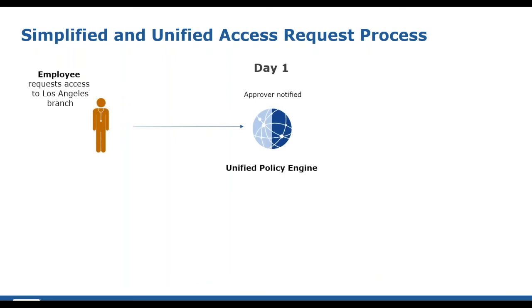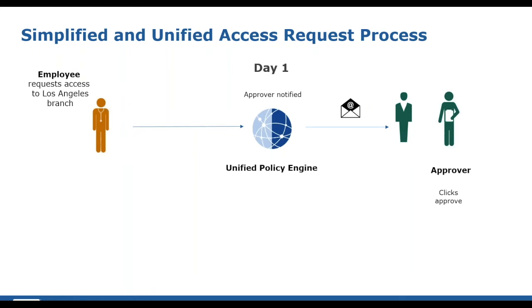So they implemented HID Safe as a unified policy engine to simplify and remove all of the manual request processes for requesting access to other buildings. And by unifying that approach, a request made on the same day from a branch or from an employee to go to a different office would be approved in a single click, rather than having to go through multiple manual phases of email exchanges.